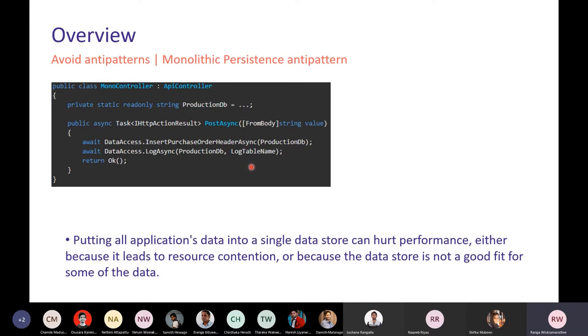So it's always good to have separate databases or storage accounts. Like for files, you can create blob storage, and based on the nature of the data, you can of course create a sort of hybrid approach, like document DBs, RDBMS, and things like that. For sessions, you can of course go for a Redis database.